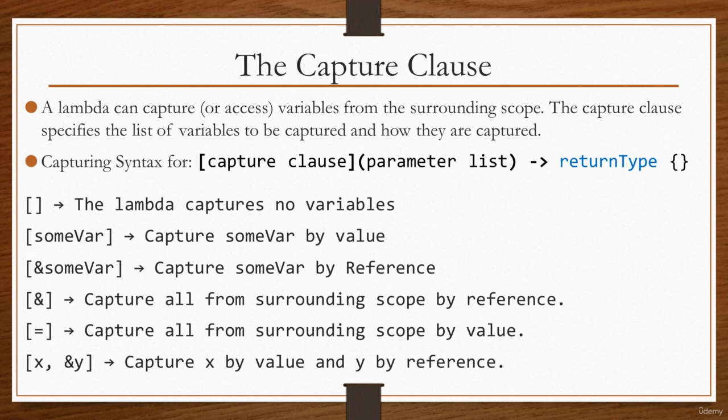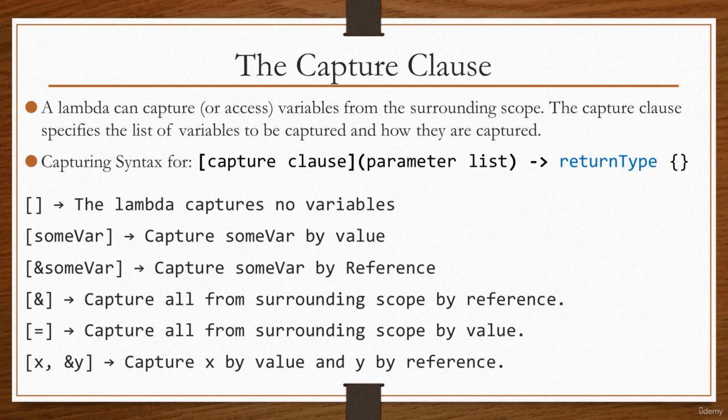We can also capture some variable by using the ampersand, so we can do the ampersand followed by some variable name, which again is from the surrounding scope. Then we can capture that by reference, and if we make changes to that in the body of the lambda, then that will be reflected in the surrounding scope as well, similar to passing by reference. Now we can also capture all from the surrounding scope by reference. We can do that by specifying the ampersand by itself.